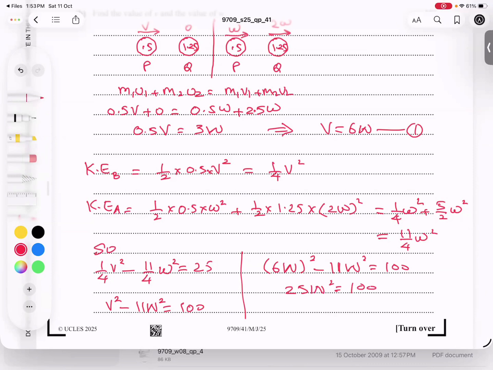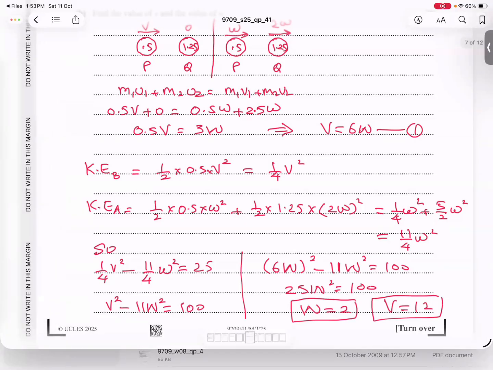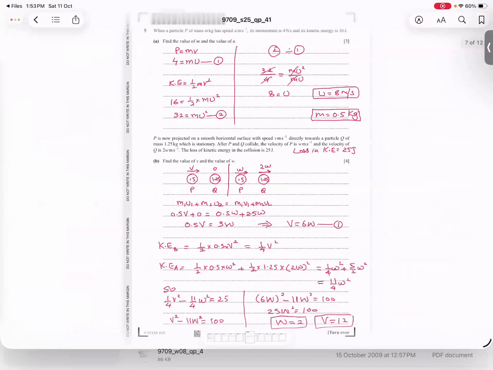And divided by 100, I got 4. Take the root of both sides, we get 2. W is 2. And this value of w, I plug in here, so we get 12. So V is equal to 12. Alhamdulillah. I hope the concept of the question is completely clear.